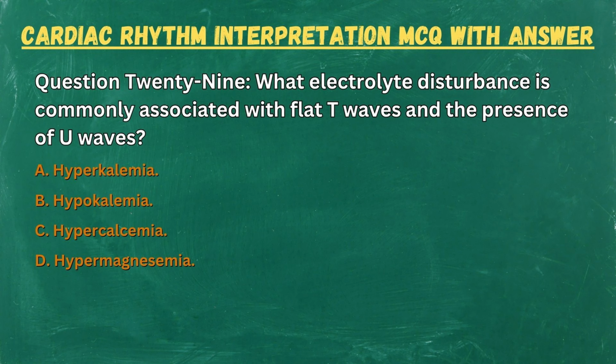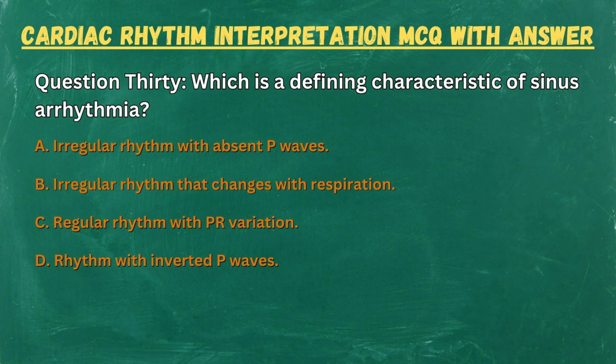Question 29. What electrolyte disturbance is commonly associated with flat T waves and the presence of U waves? A. Hyperkalemia. B. Hypokalemia. C. Hypercalcemia. D. Hypermagnesemia. Answer: B. Hypokalemia.